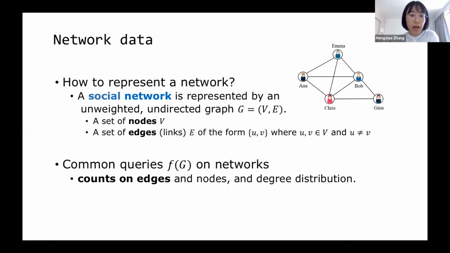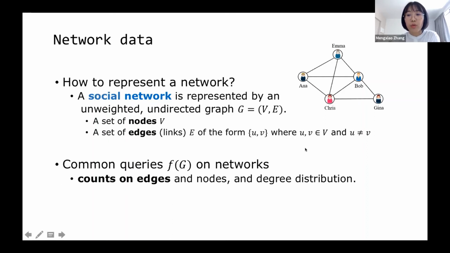Well, the first question is how to represent a network. A network often looks like this, and here we use an undirected and unweighted graph to represent such a social network. The graph consists of a set of nodes, and each node represents a user of the social network, and also a set of edges, and each of them is a connection between a pair of nodes, representing, for instance, the relationship between two nodes.